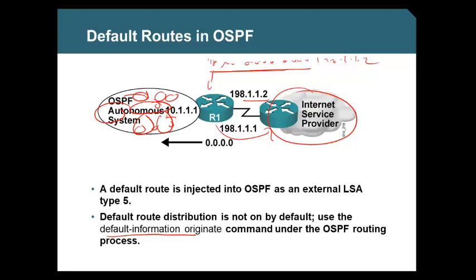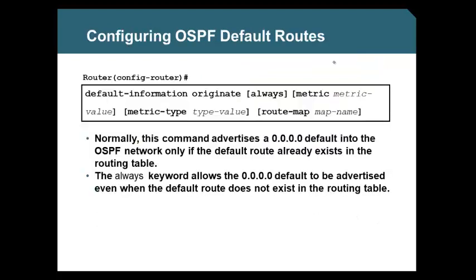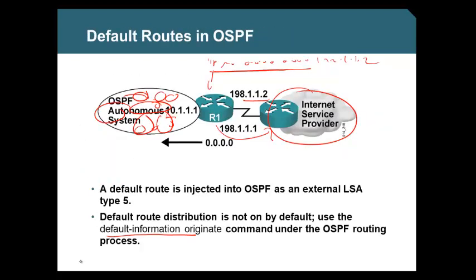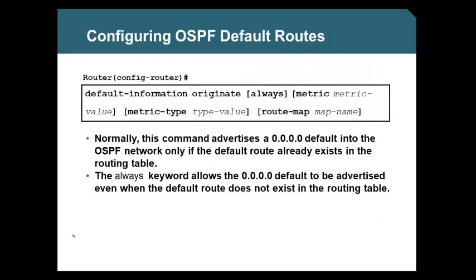Now, in case you don't have a static default route, and still you want to generate and send a default route to everyone, then you need to use the keyword always. You need to use the keyword always if you don't have a default route. You need to try all this in the lab.